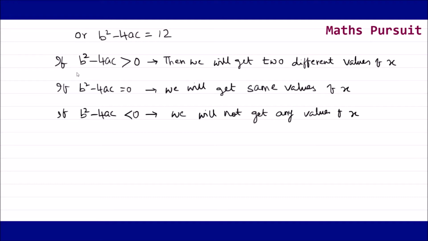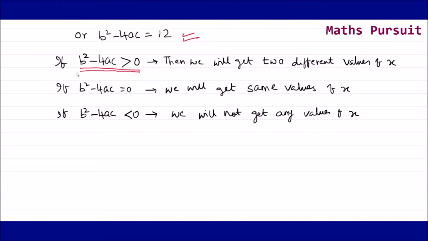Now here you could see that in our equation we got the determinant, or b² - 4ac, equal to 12. So it falls in the first category. B² - 4ac is greater than 0, because 12 is greater than 0. So we will get two different values of x. Now let us solve this quadratic equation and find out the two real roots. Guys, in order to solve this quadratic equation, I am going to use the quadratic formula method.